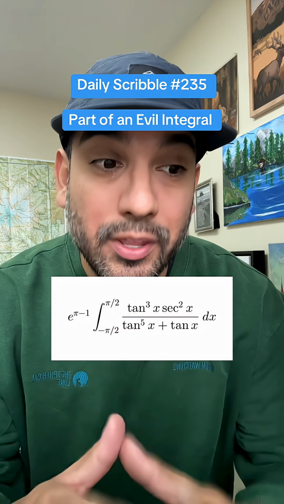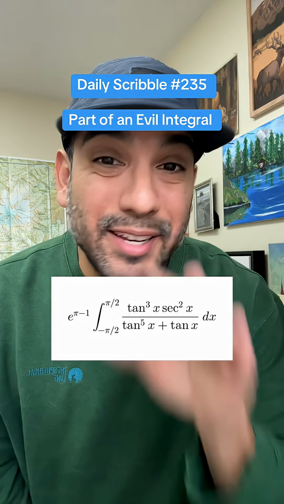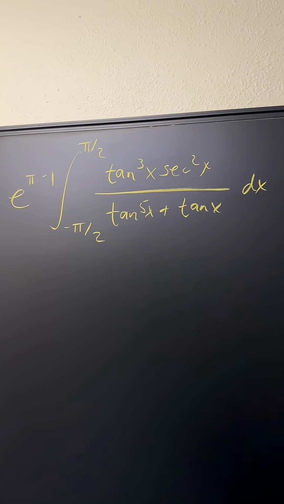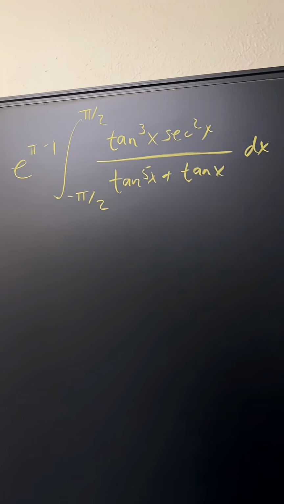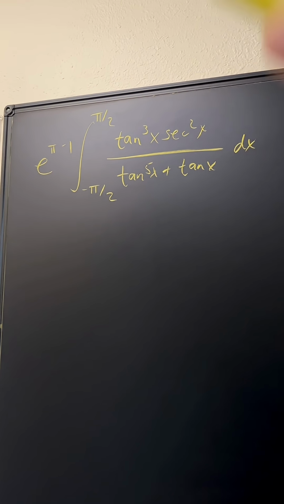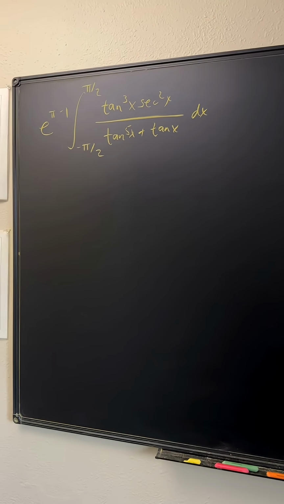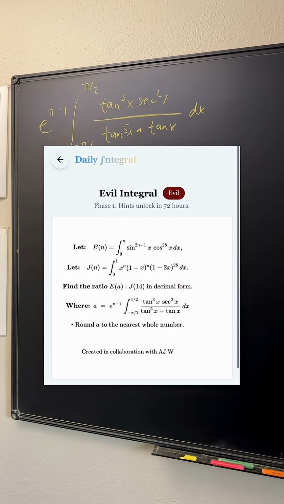Here's a particular integral that's going to have a result involving sine, but it's not because we have trig functions. Just look at this integral right here. We have e to the pi minus 1 times this integral from negative pi over 2 to pi over 2 and all these trig functions. And actually, this was part of the evil integral on dailyintegral.com.